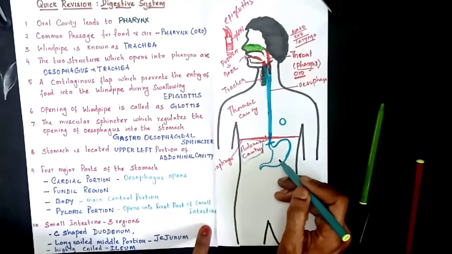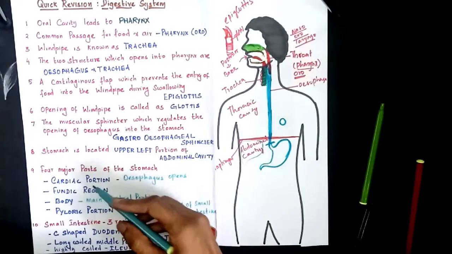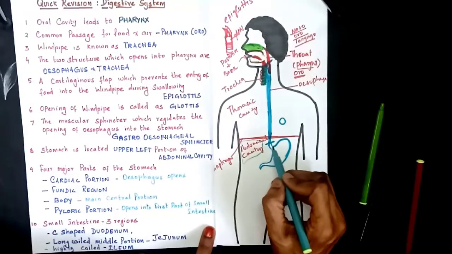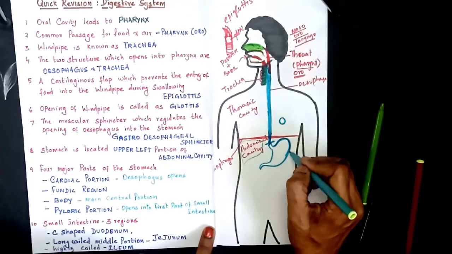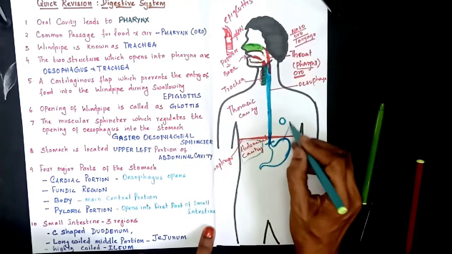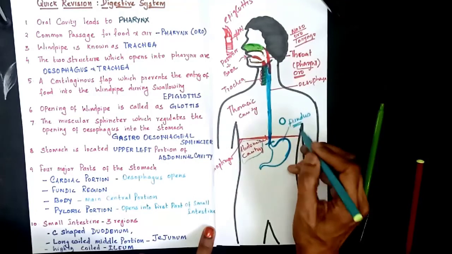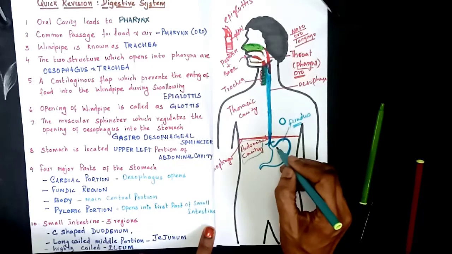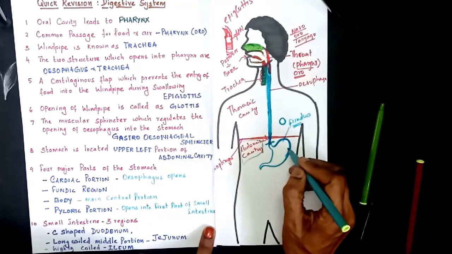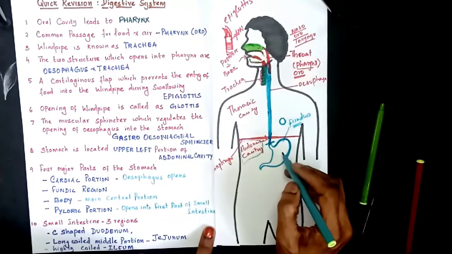The 4 major parts of the stomach are the cardiac portion, that is where the esophagus opens into the stomach, and the fundic region. This bulge you call the fundus of the stomach. If you eat your stomach full, sometimes the food is stored up to this level, otherwise this part is usually covered by the gas which is formed inside the stomach.